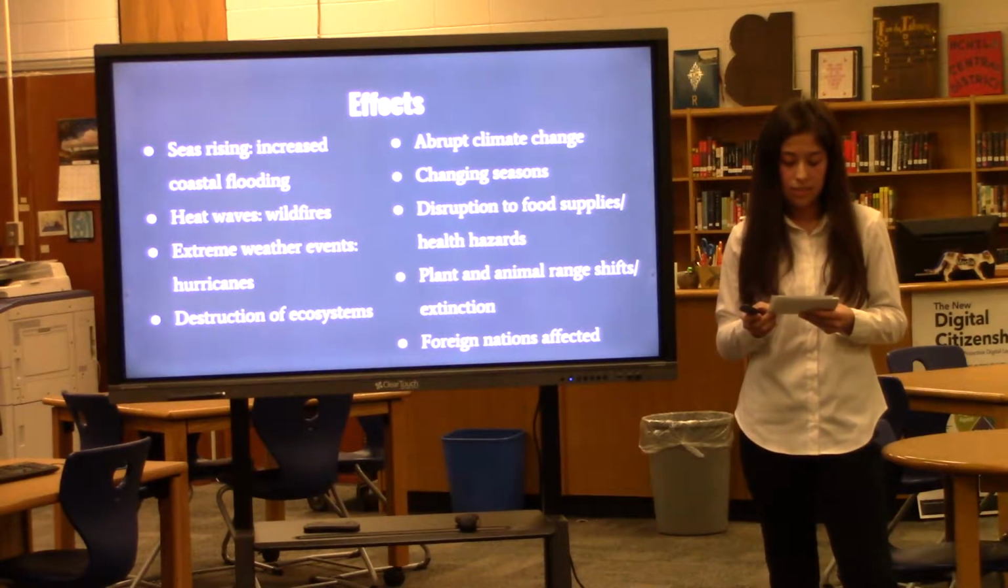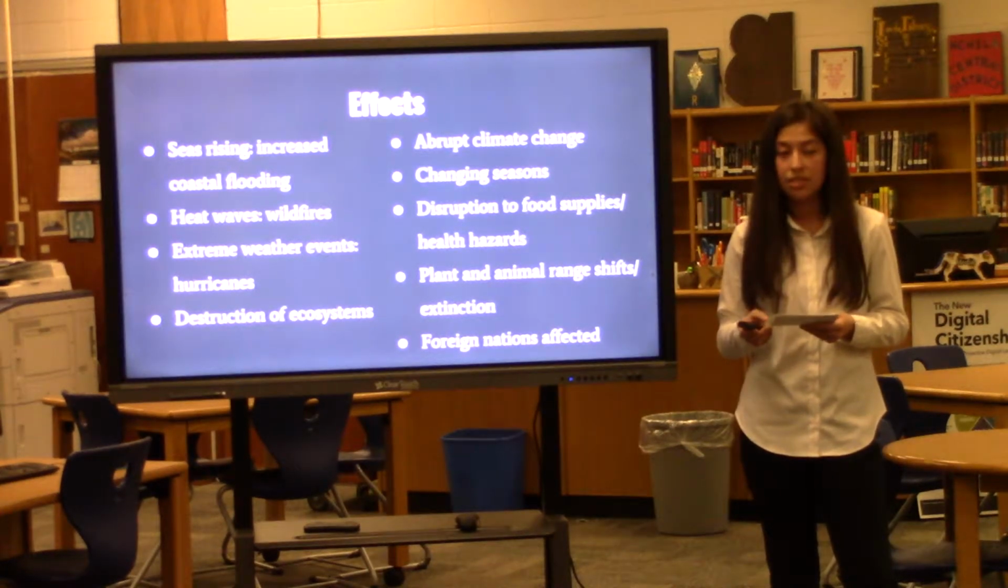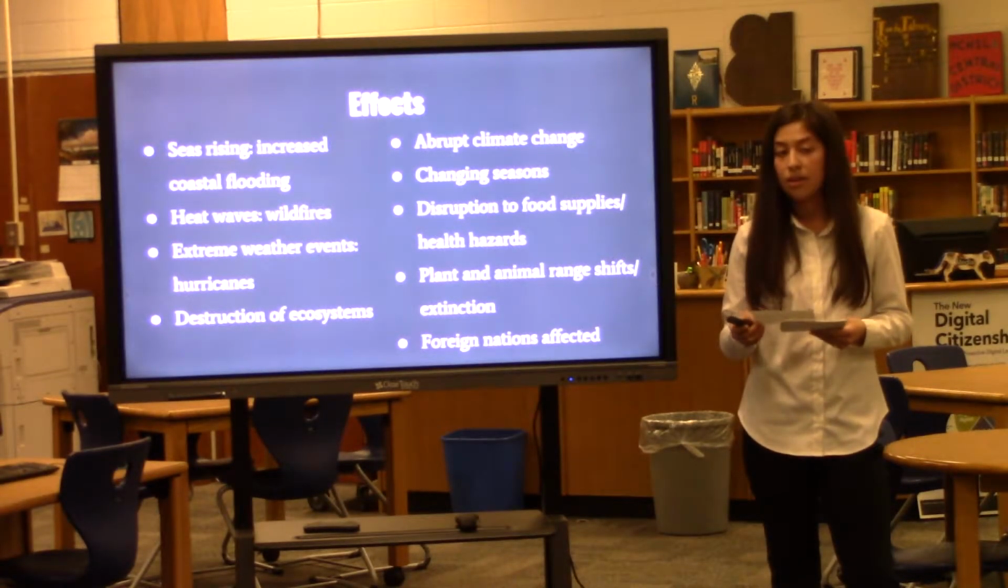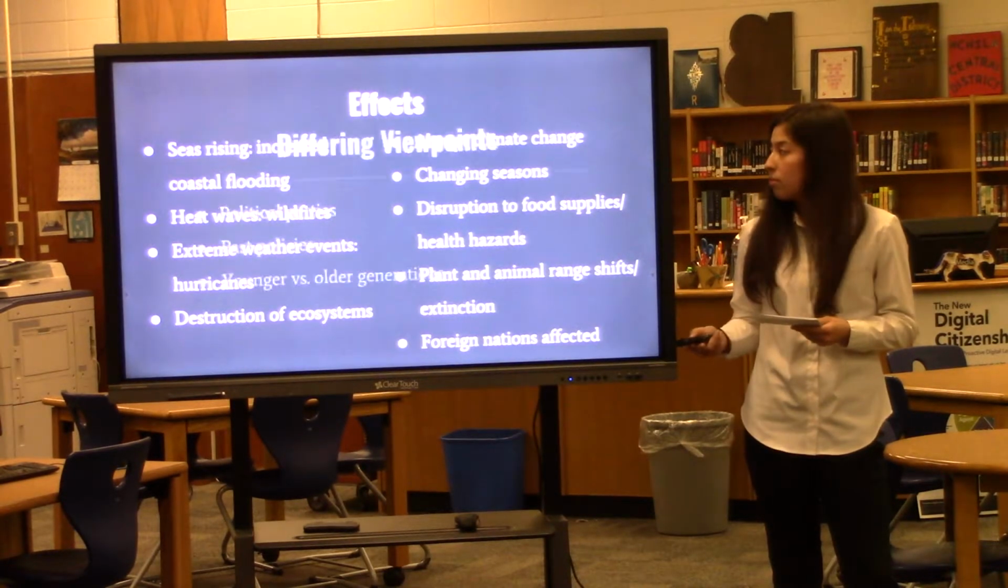Urbanization contributes to global warming and the destruction of ecosystems and habitats, leading to the extinction of wildlife as well. Americans' contributing factors to environmental damage not only affect America, but other nations as well.